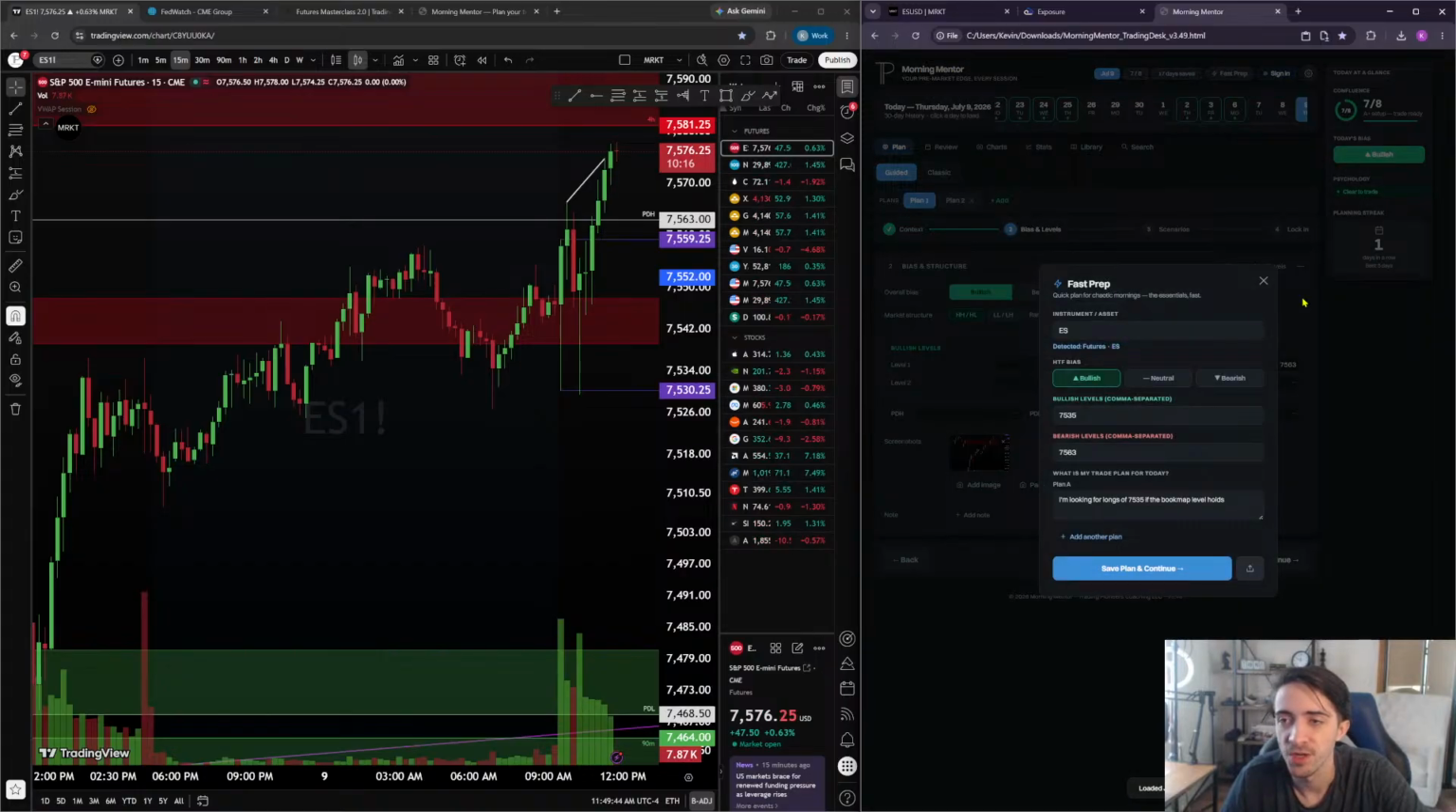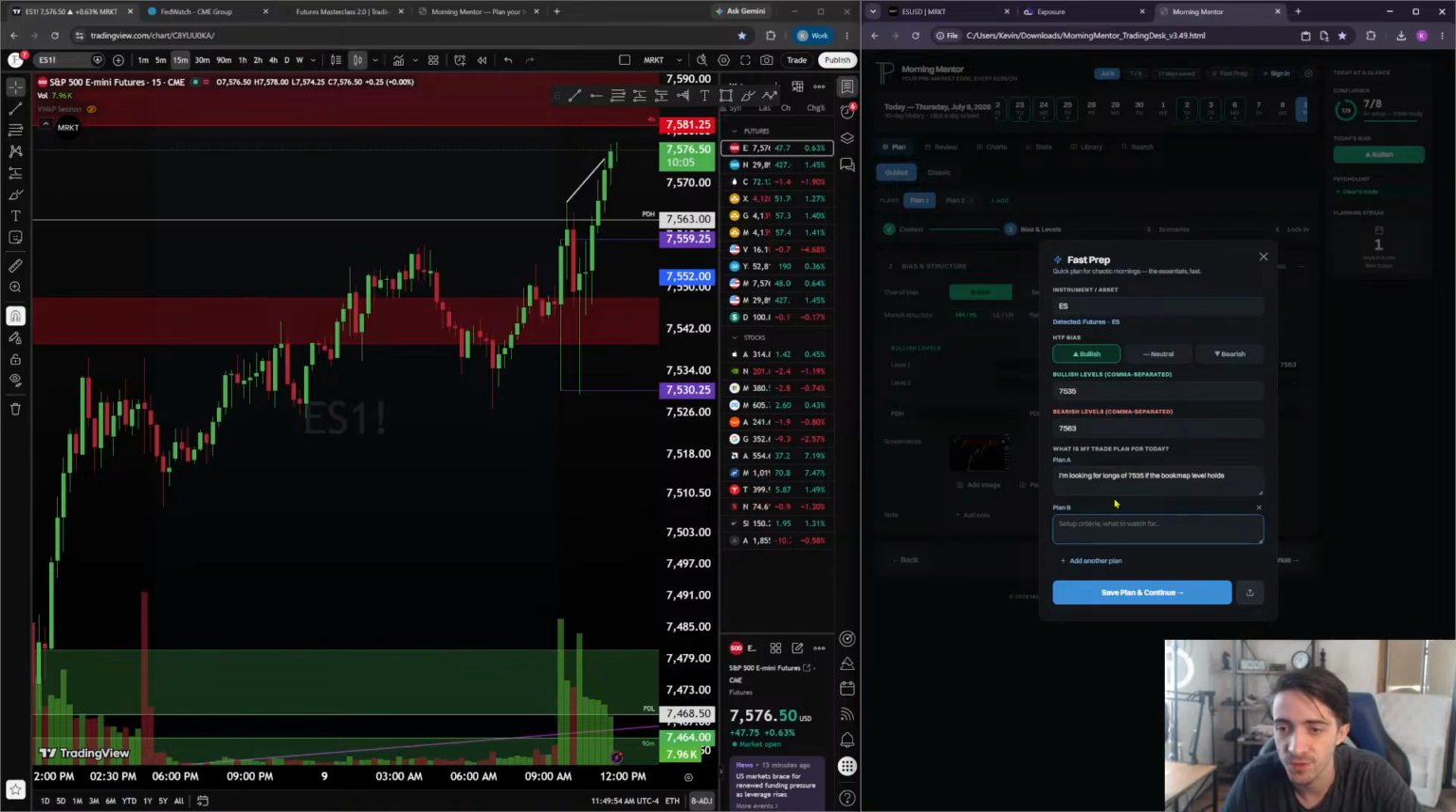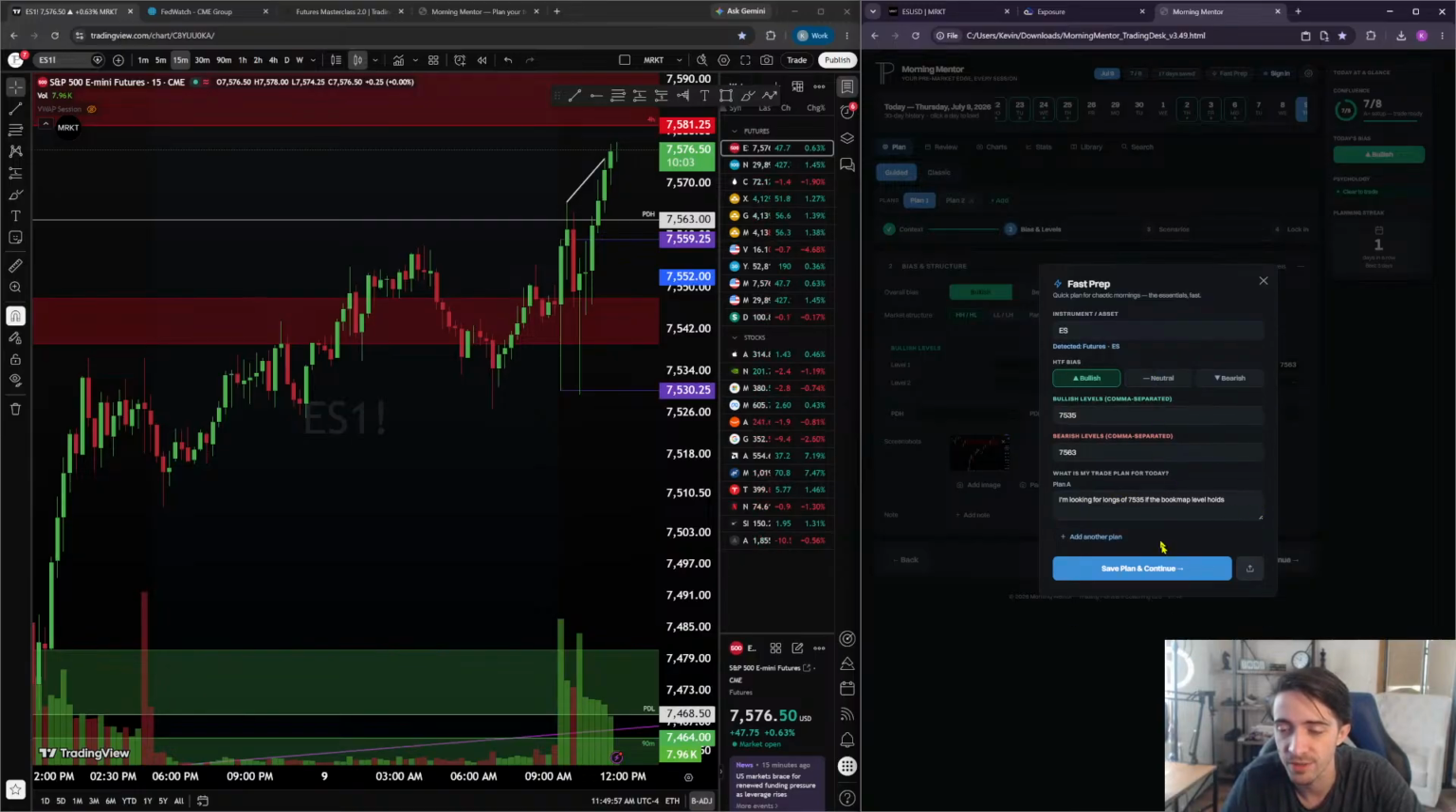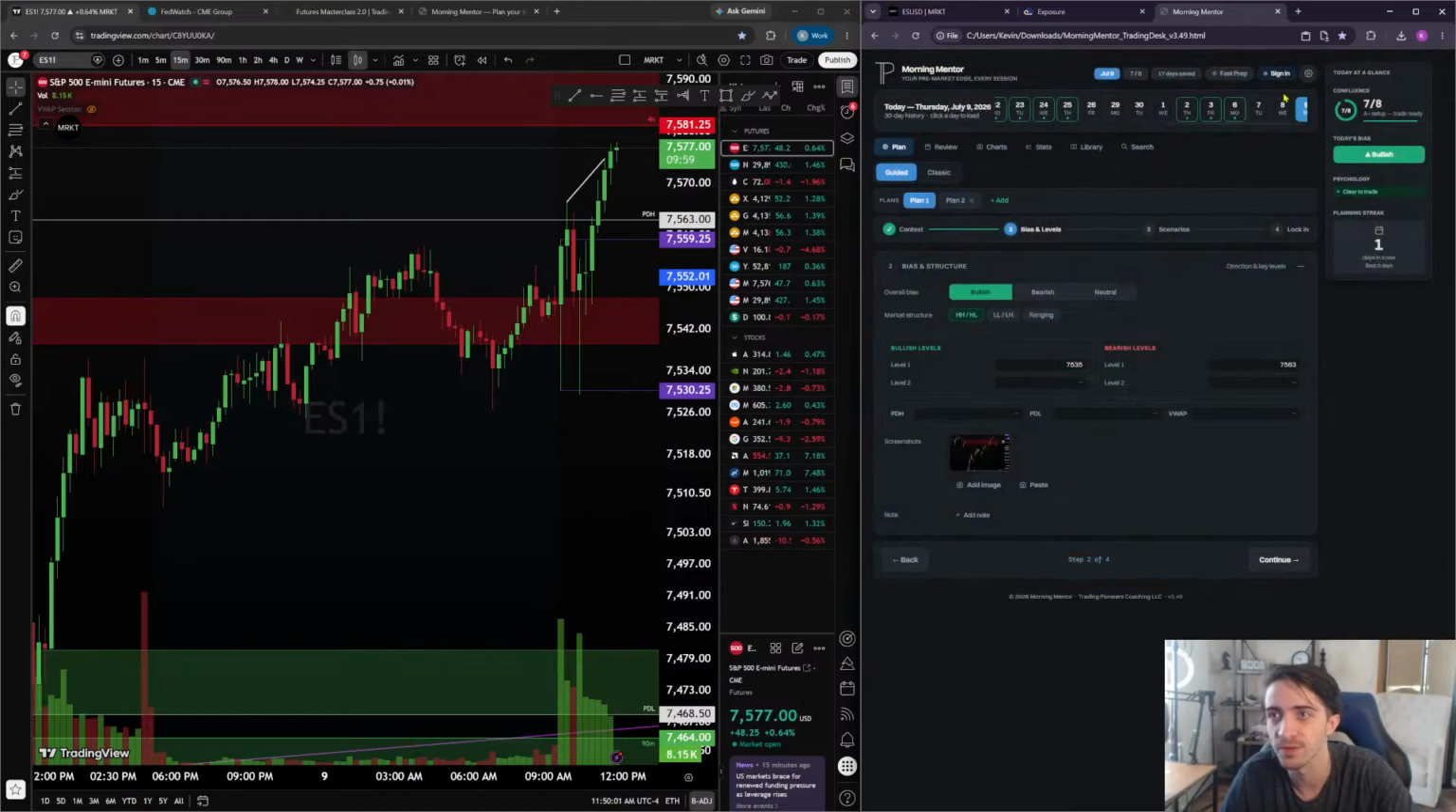Fast prep. If you don't have time to run through all of them, you do fast prep. What am I trading? ES. I'm bullish. Your bullish level, your bearish level, and then a trade plan, and you could add a few trade plans here in your fast prep, and then you just hit save plan and continue, and it saves into your journal for you.